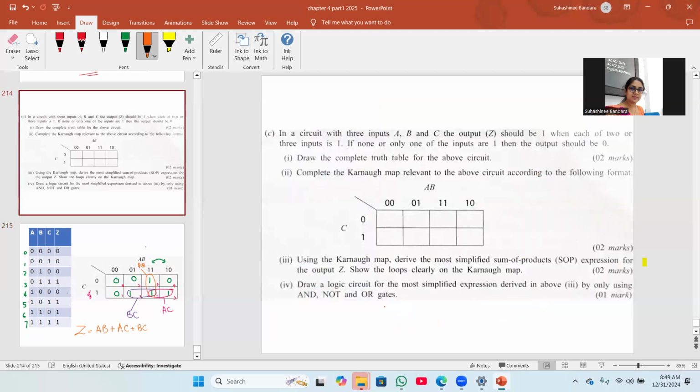Okay, draw a logic circuit for the more simplified expression derived above in 3 by only using AND, NOT and OR gates. Not the NAND, and not NOR.